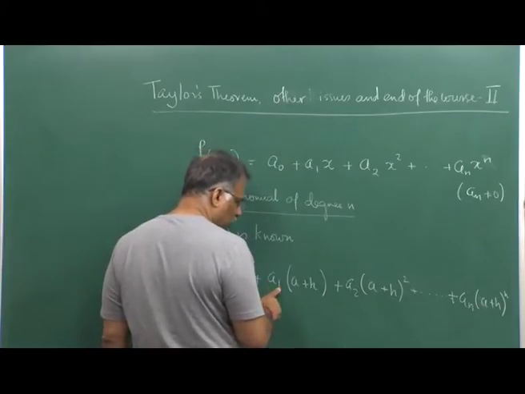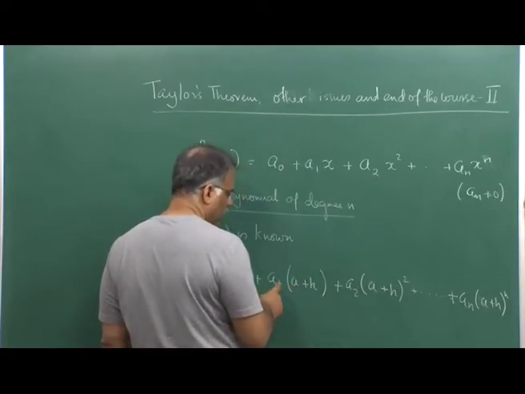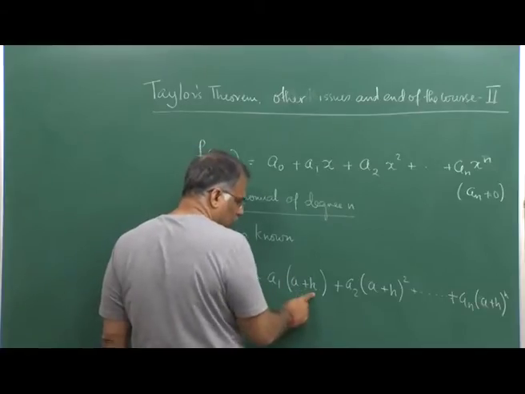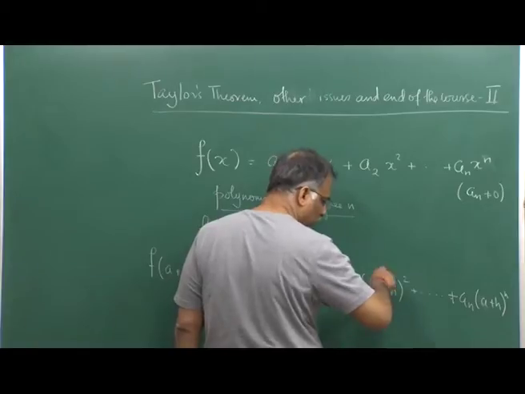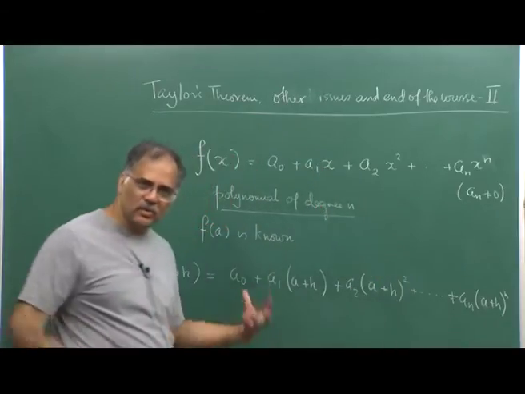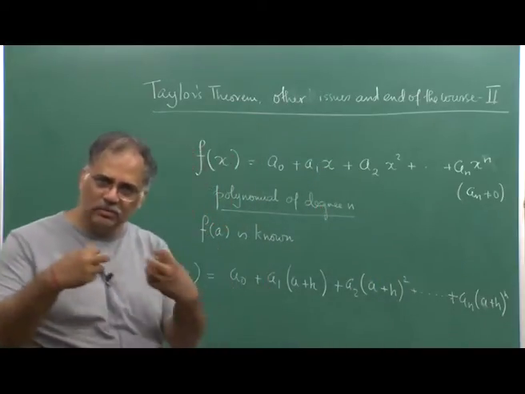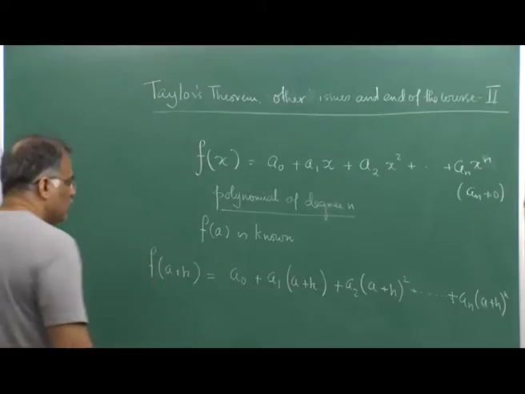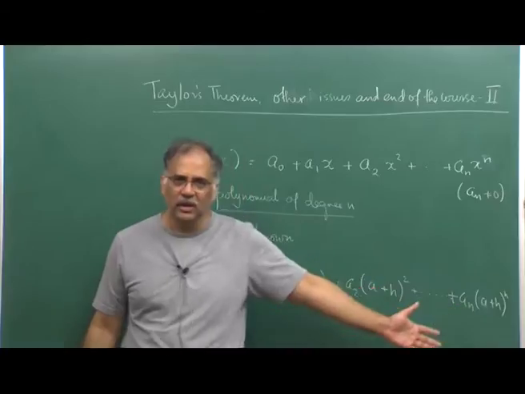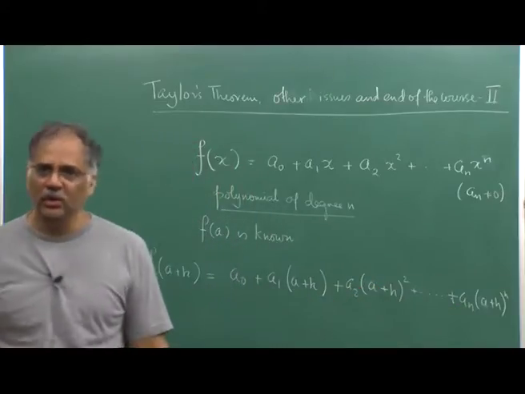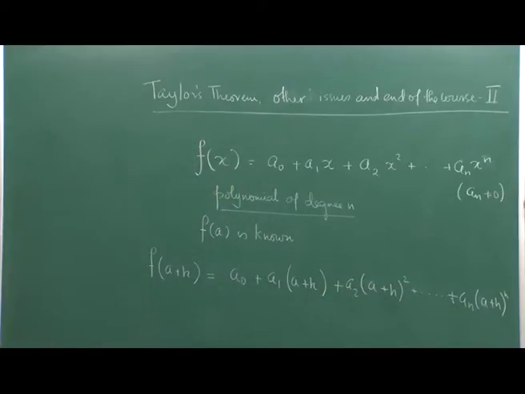a0 plus a1 into a, so this is the constant, plus a1 into h plus a2 into a square plus 2ah, all these things. So, the coefficient of h will now change. How are you going to find it? You are really going to do all this expansion, do binomial expansion and then sum them up. Oh, it will be cruel, absolutely. So, what would you do?